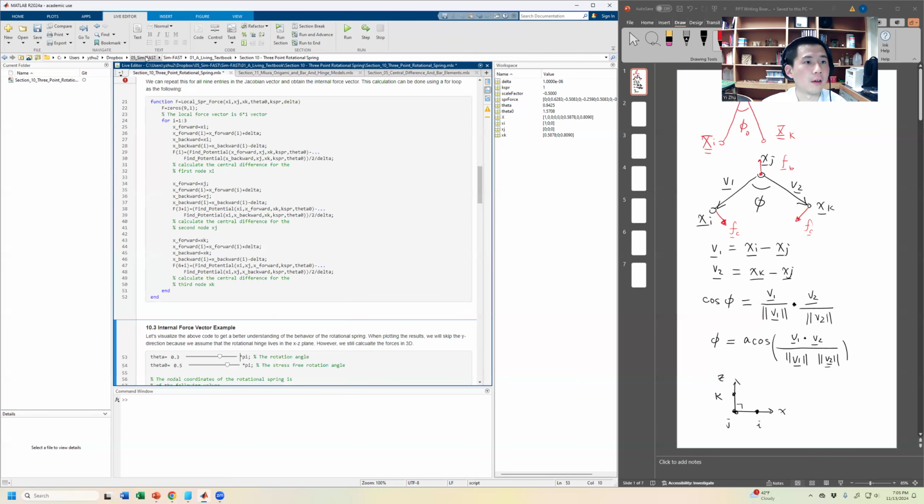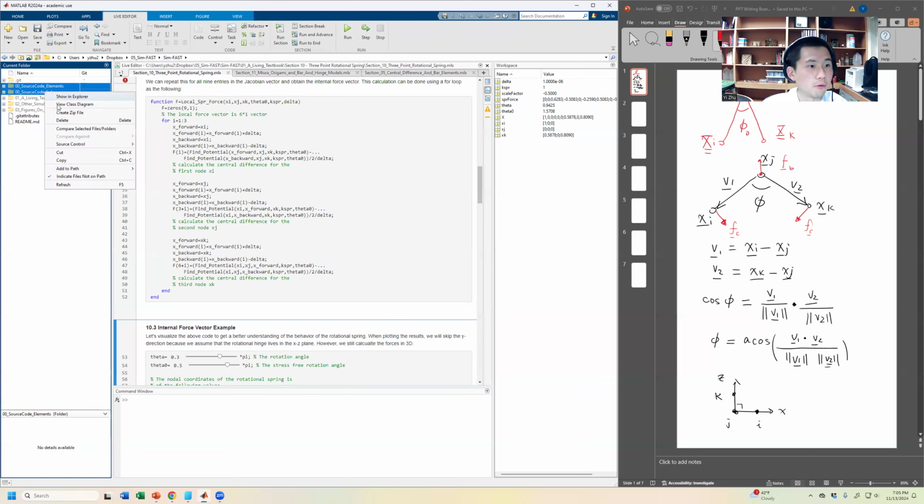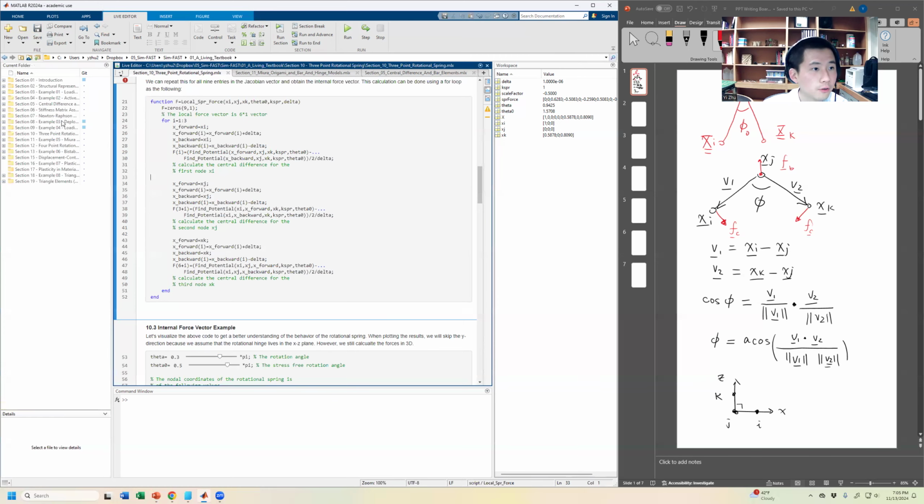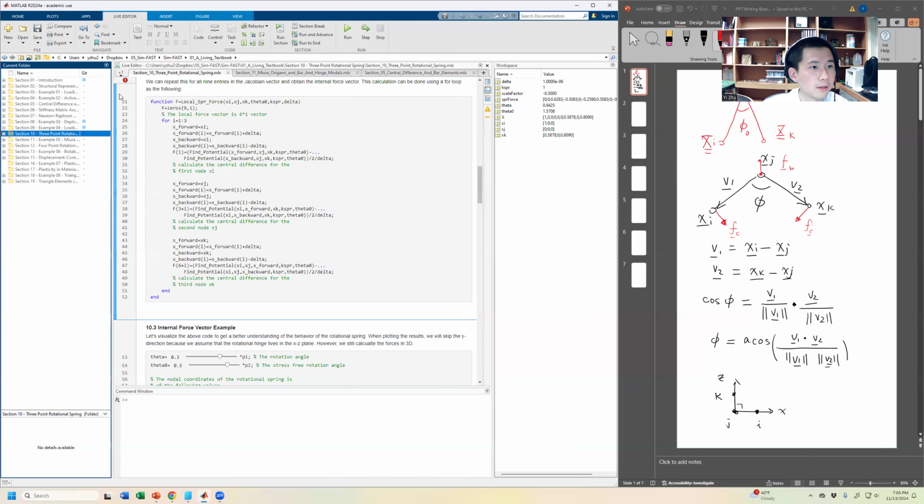Okay, I think I have not yet added my source code. Yes, I will need that. So add the source code to the path, and now we'll get that little warning away.